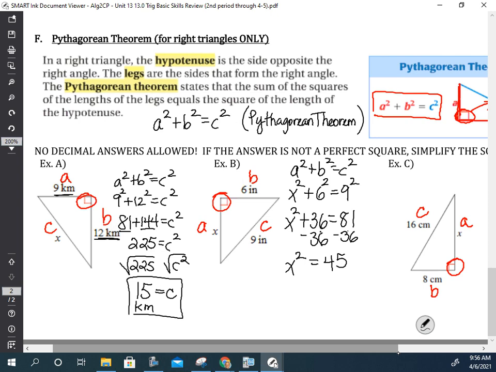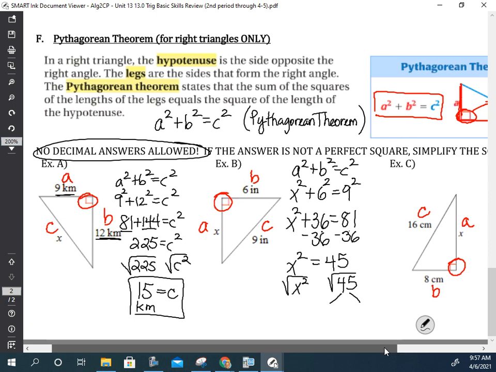All right, so now we need to take the square root. But here's the problem. 45 is not a perfect square. We are not giving decimal answers. No decimal answers allowed. So, 45 is not a perfect square? Okay. We break down the square root. So we need two numbers that multiply to 45, one of them being a perfect square.